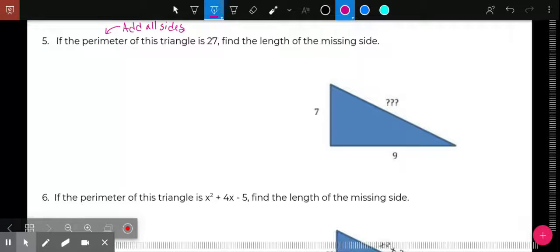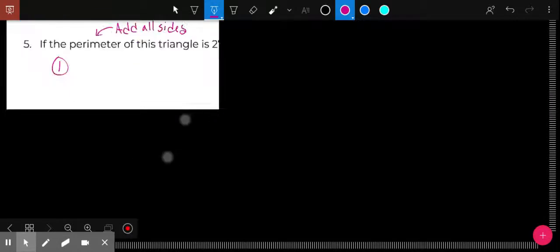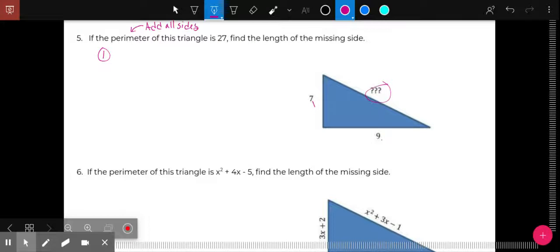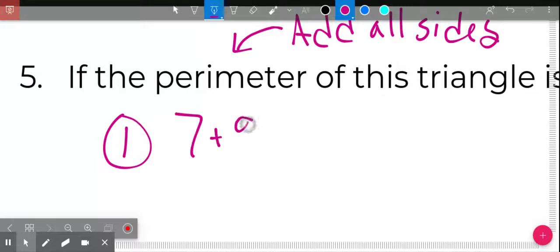Okay, so that's what I'm looking for, the perimeter. So I know that the perimeter, so all the sides added together, gives me 27. So I want to find the length of the missing side. So I'm looking for this side right here. Okay, so to find that, step number 1 is we're going to add up both sides. So we're going to do 7 plus 9. And 7 plus 9 is going to give me 16.